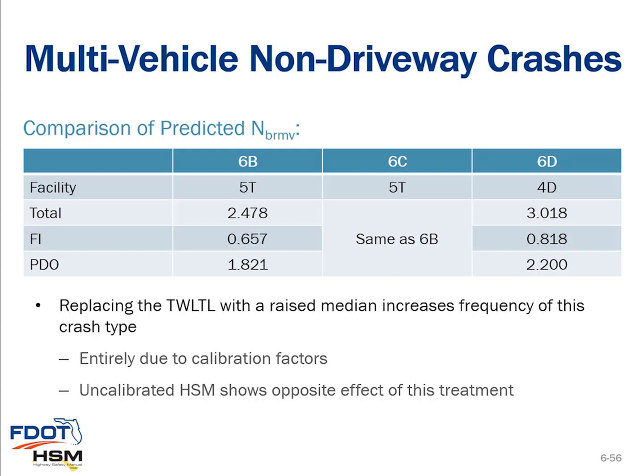So we're seeing that overall, the non-driveway crashes for the 4-lane divided alternative is higher, primarily due to the calibration factors and the difference between the 0.7 for 5T and the 1.63 for the 4D.